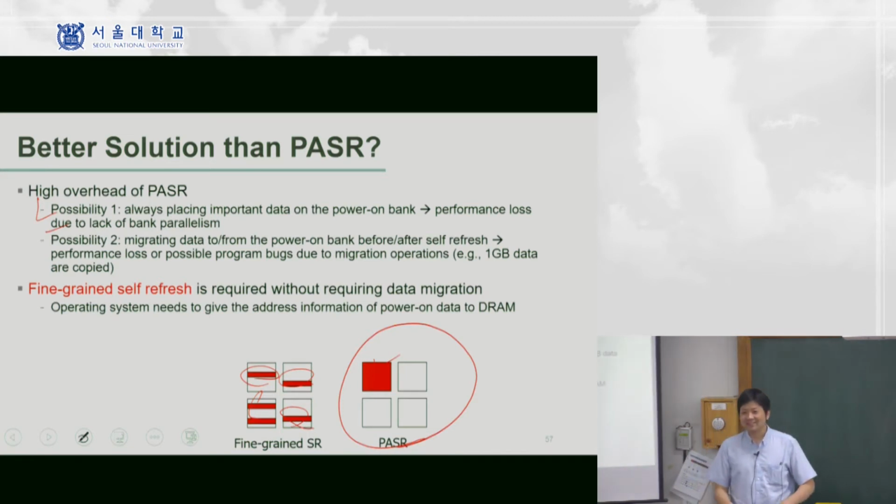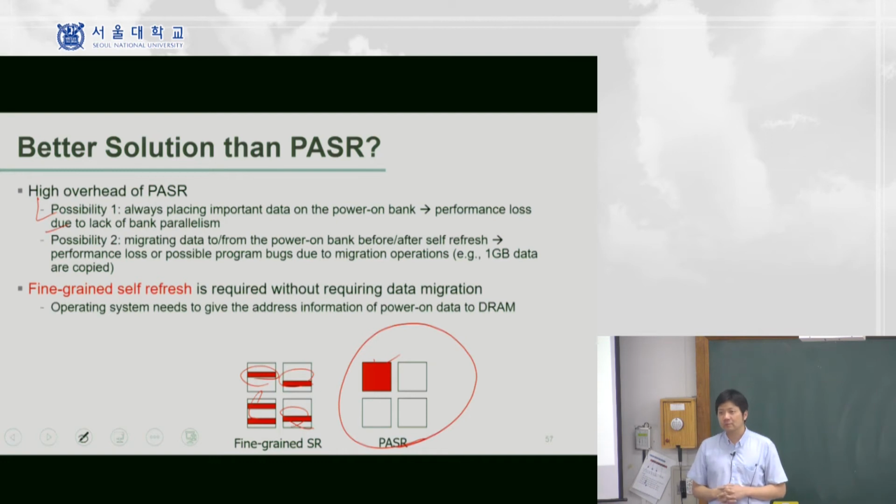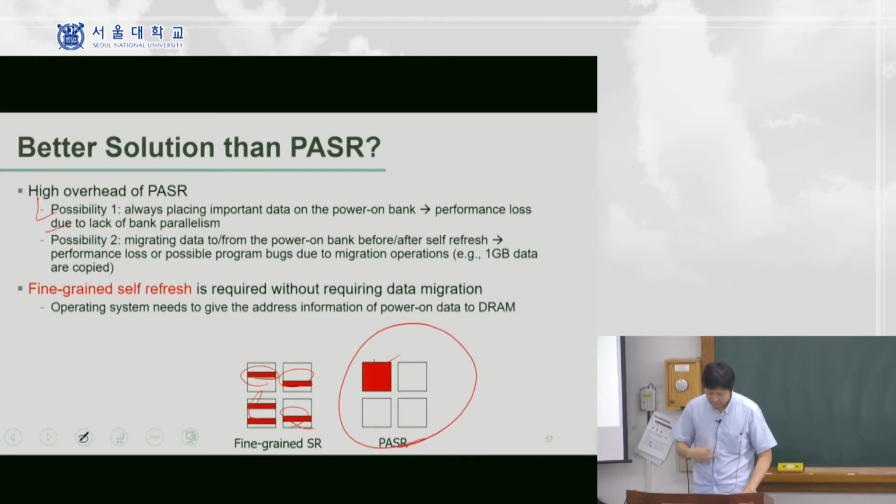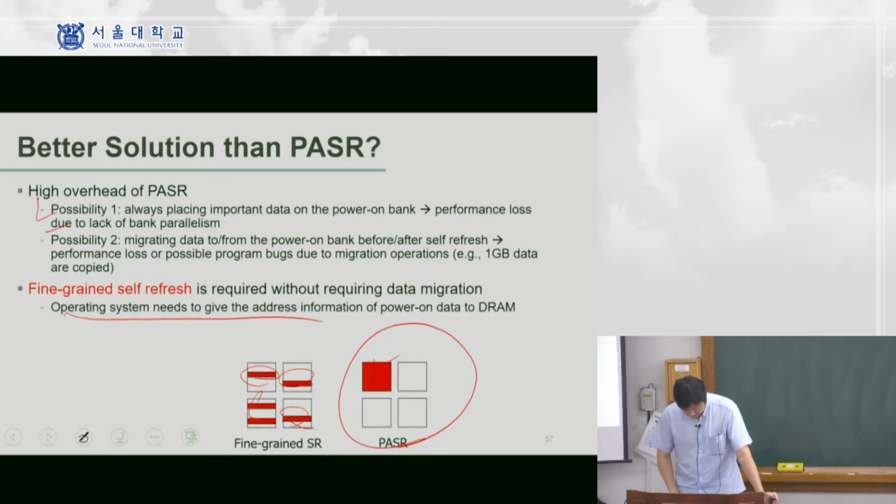Anyway, you have to keep track of all these live rows somehow. It's impossible without software support, like operating system support, because the operating system manages the memory, does the memory management. So it tracks which pages are valid and which pages are invalid. It actually has to track all these live page frames and invalid, free page frames and so on. So this requires software support. In this case, the operating system needs to give the address information of the live data to DRAM, which may not be impossible, but it's not easy.